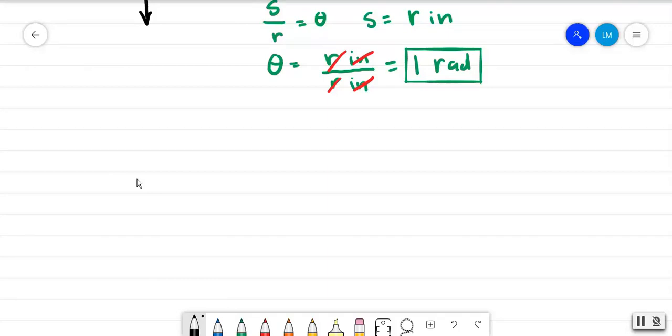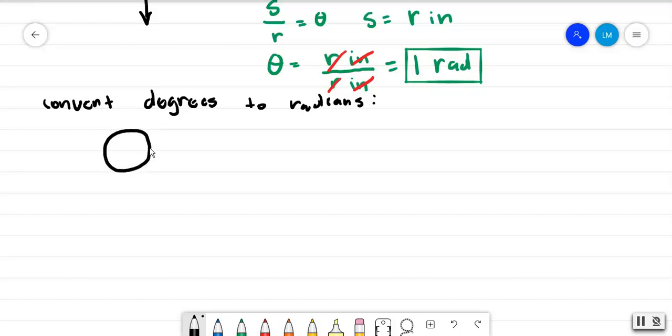Now, because I'm talking about units and conversions, let's think about this. How exactly can we convert degrees to, let's say, radians? Well, think about it like this. If I was to rotate 360 degrees, well, I know that one rotation is equal to 360 degrees.